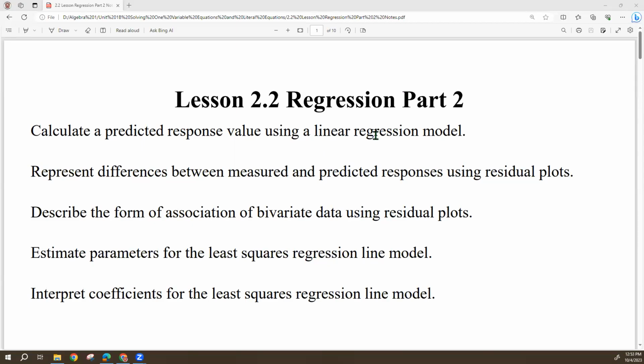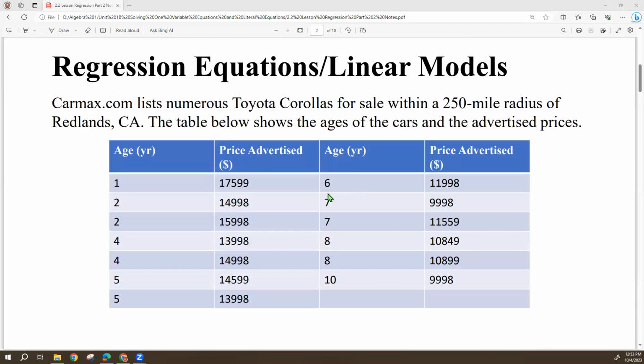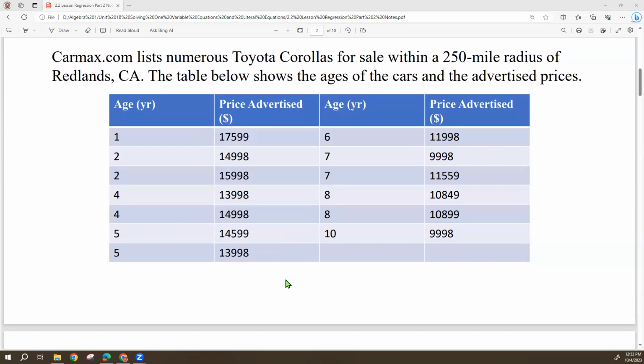Hey, all, today we're going to continue talking about linear regression. We're going to add to it. We're going to talk about one of the values that we should have seen last time when we calculated regression and what it means. So we're going to use the same example we used last time. This is the exact same example about the age of cars, Toyota Corollas to be specific, within 250 miles of Redlands, California, and the prices that they're advertised for on CarMax.